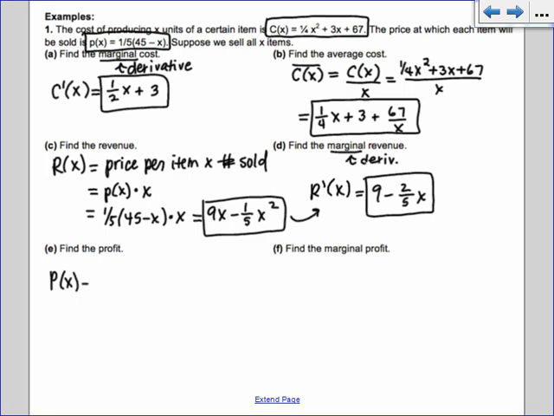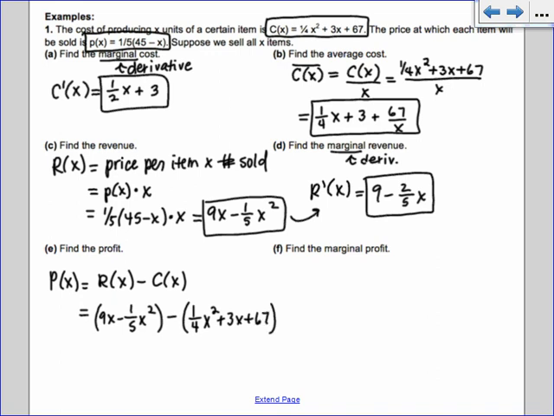Profit is revenue minus cost. Our revenue function was 9x minus 1/5 x squared. We had it in part C. The cost function was our original, 1/4 x squared plus 3x plus 67. So we simplify. We have negative 1/5 minus 1/4, so we get negative 9/20 x squared. We have 9x minus 3x, which is plus 6x. Then we have negative 67. So that's our profit.